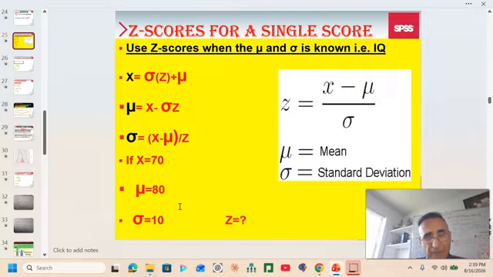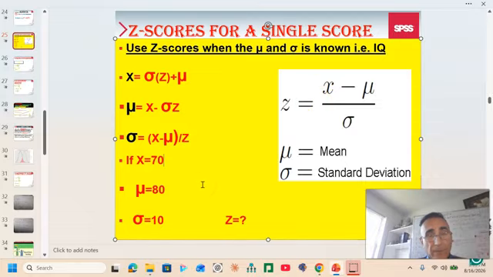In reality, if the test is not standardized, then you don't use z-score. But again, I say we have a standardized test with a mean of 80, mu is 80, and a standard deviation of 10. What would be the z? So you put them in there. It's that easy in that formula.